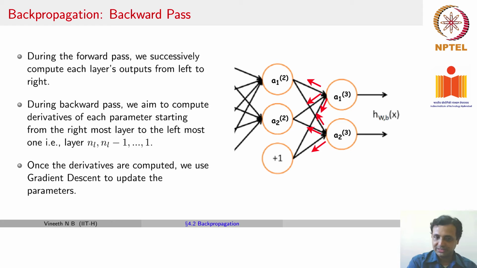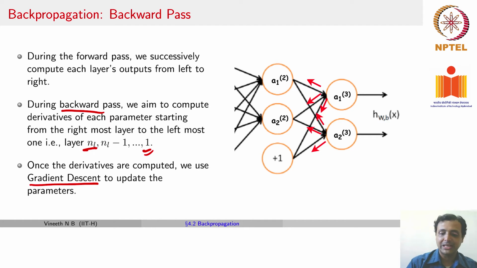So during the forward pass, we simply compute each layer's outputs and move from left to right. During the backward pass, we compute the loss in the last layer and move from the rightmost layer to the leftmost layer, starting from N_L all the way going to the first layer. We compute gradients going from the rightmost layer to the leftmost layer, and once we have all the gradients computed, we can use gradient descent to update the parameters. How do we do it? The new parameter is equal to the old parameter minus eta, which is the learning rate or step size, times the gradient with respect to that parameter.